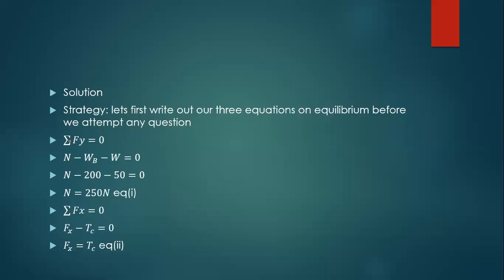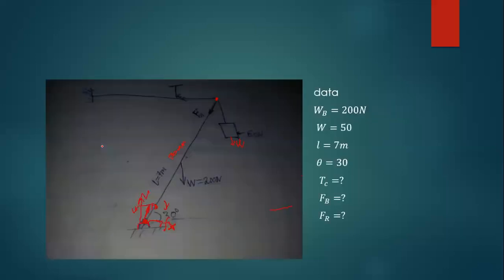So you can start by writing your equation in the y-axis. You look at the forces that you have in the y-axis. Forces in the y-axis, we have the weight, which is hanging here, 50 newtons, the weight of the boom, and the normal force, which is exerted on the hinge in the y direction. All right. So these are the 3 forces that we have in the y-axis.